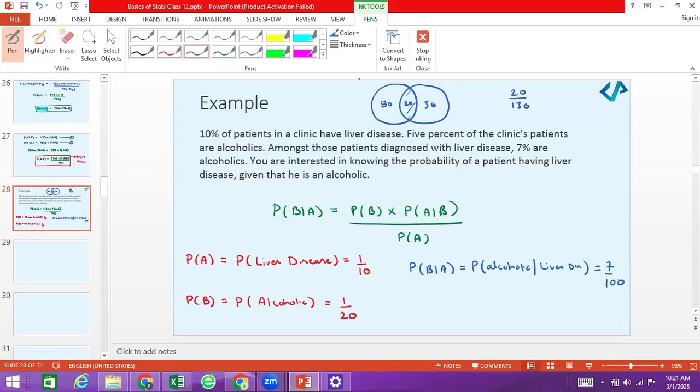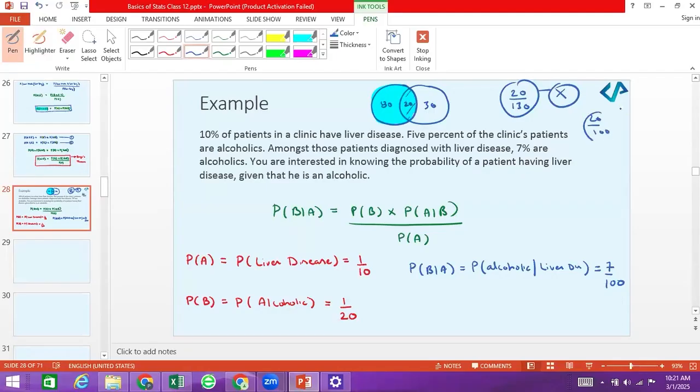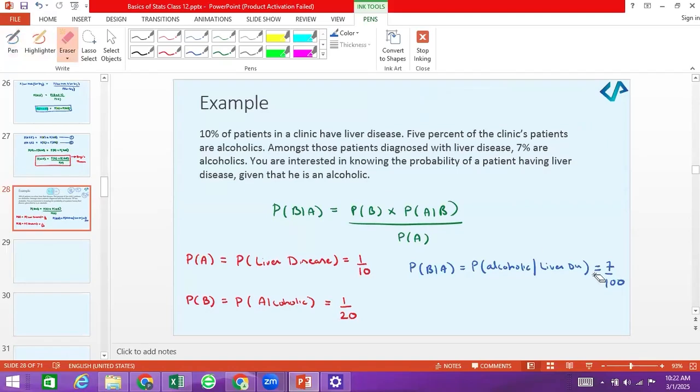But if I ask you, let's say, if this is given to you, what portion is this 20 of the total? 20 by 100, right? So this is not given to you. In the question, this 7% is not that. The 7% is 20 by 100. This is given to you. Okay, that's why it is a little different. So this is 7 by 100.